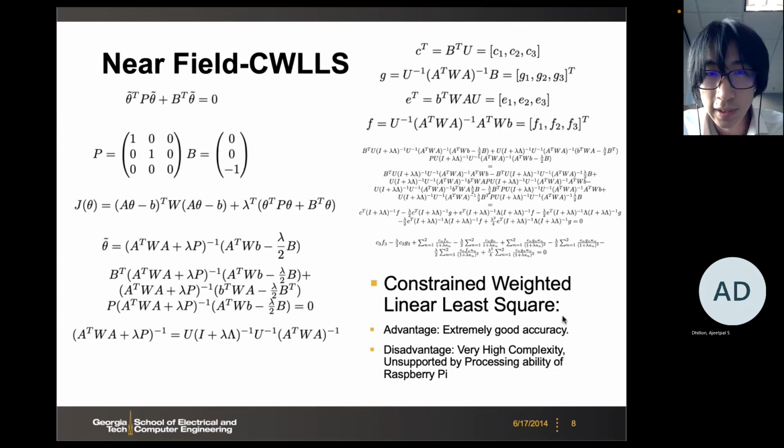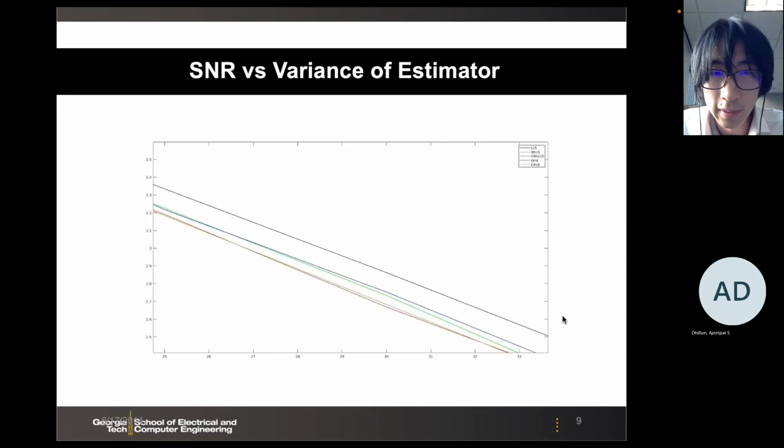The third method is called the constrained weighted linear least square, which is basically weighted linear least square with an additional linear constraint. The advantage is that it has extremely good accuracy, but it has to solve a 5th-order root equation with some root finding algorithm. So it has a very high computational complexity, and therefore it's not supported by the Raspberry Pi with its very limited processing capability. And here we plotted an error analysis of all 3 estimators. As you can see, the constrained weighted linear least square approaches the Cramer-Rao lower bound. But because of its high complexity, we decided to implement linear least square on our Raspberry Pi.